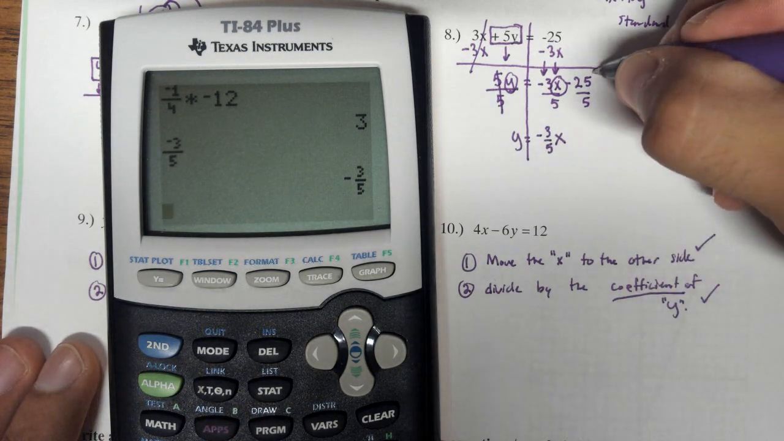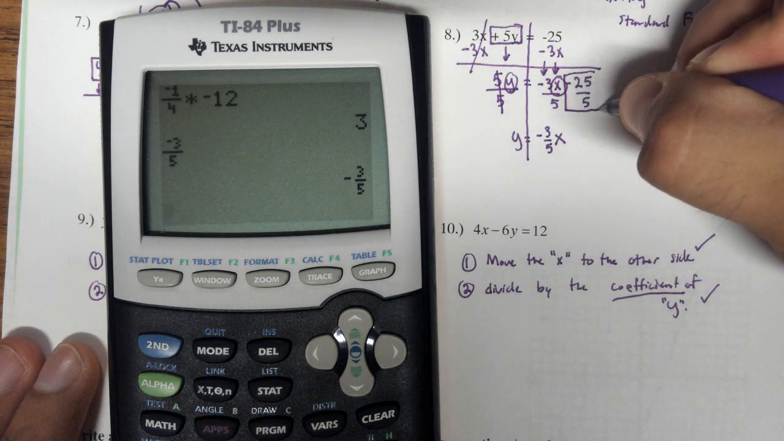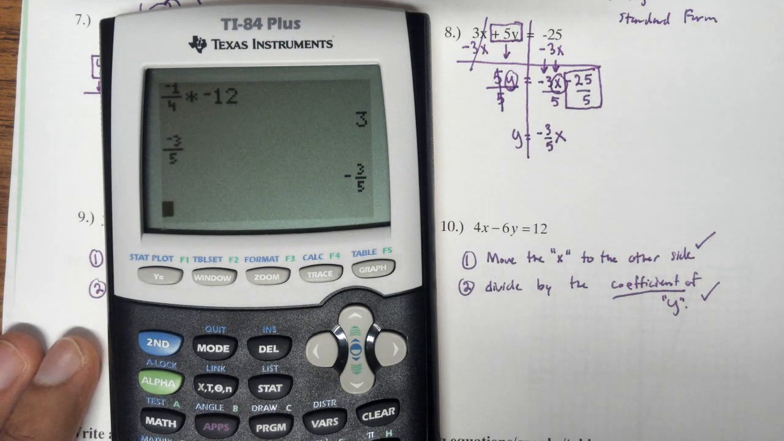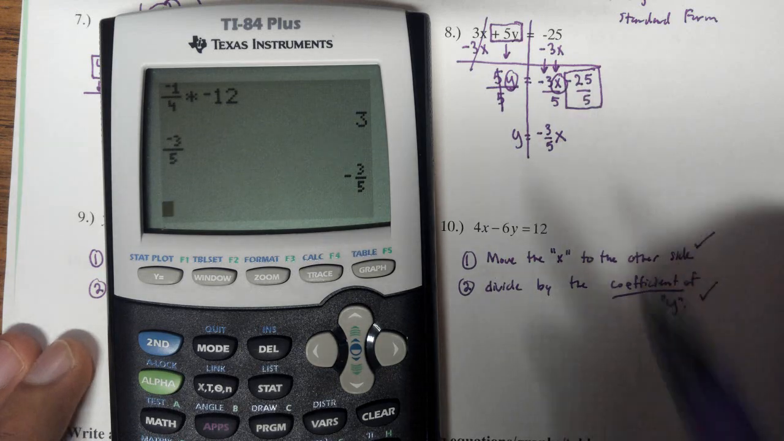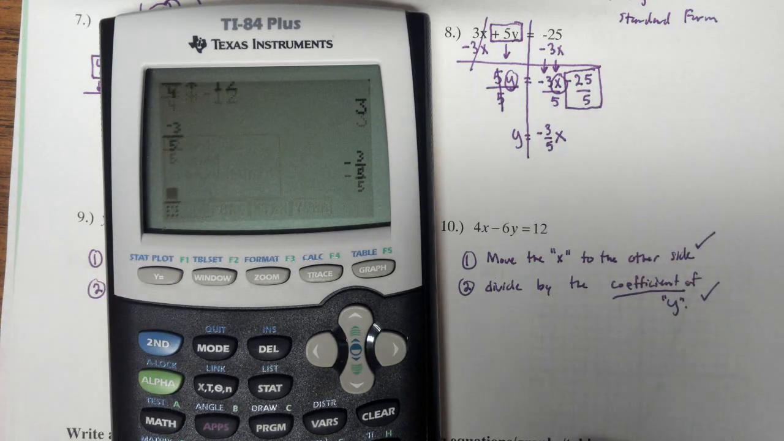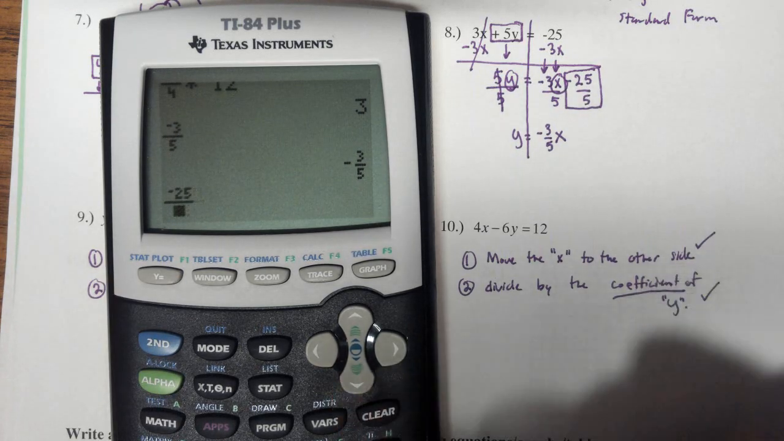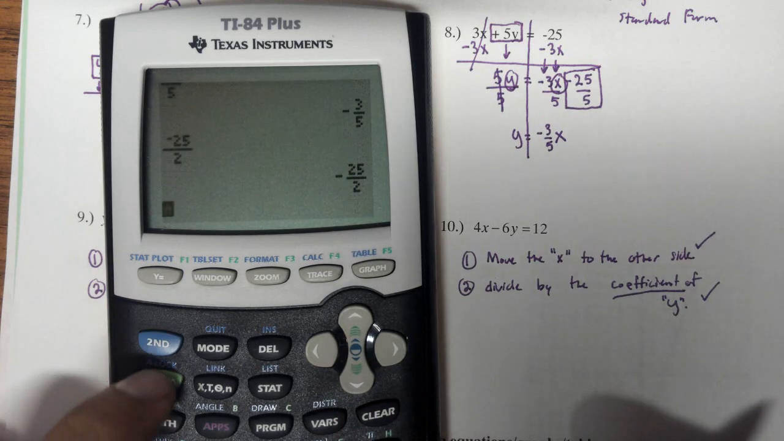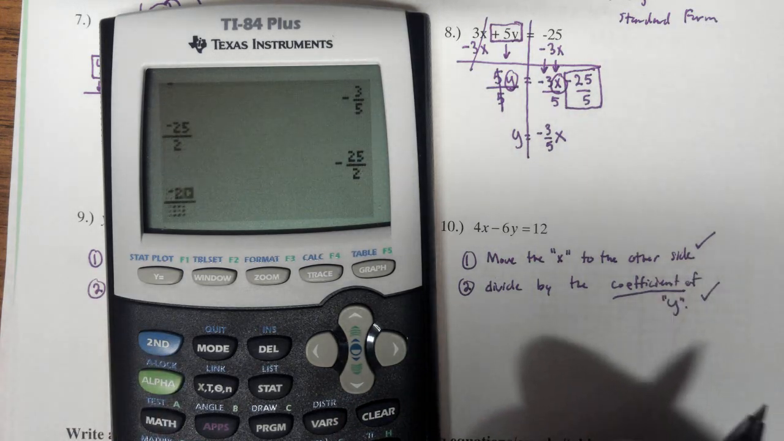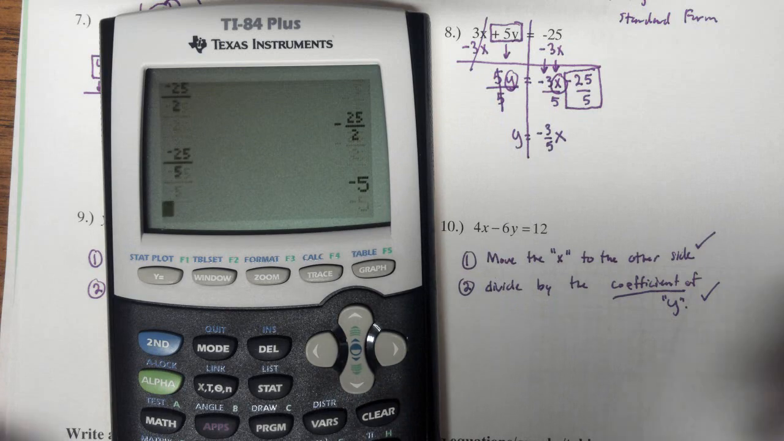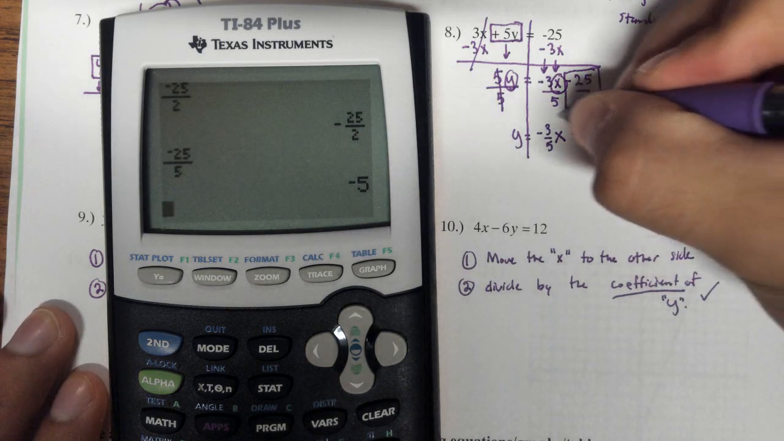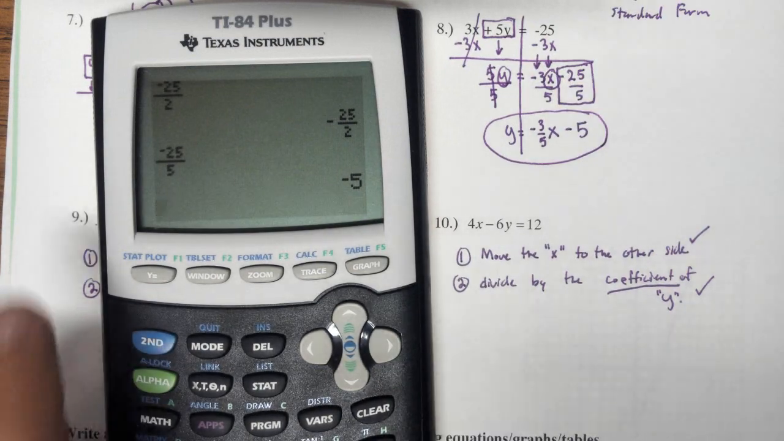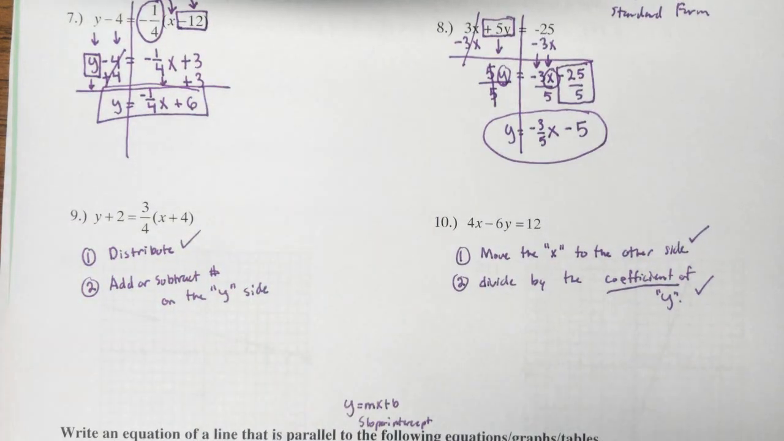And then for the other one, you're going to make sure that the sign sticks to this one when you type it in. So that negative 25, that negative sign or that minus sign sticks to that negative 25. So when we type this one in, it should be negative 25 divided by 5. Sorry, I put 2. Negative 25 divided by 5 is going to give me negative 5. So now this one is my solution. Y equals negative 3/5 x minus 5.